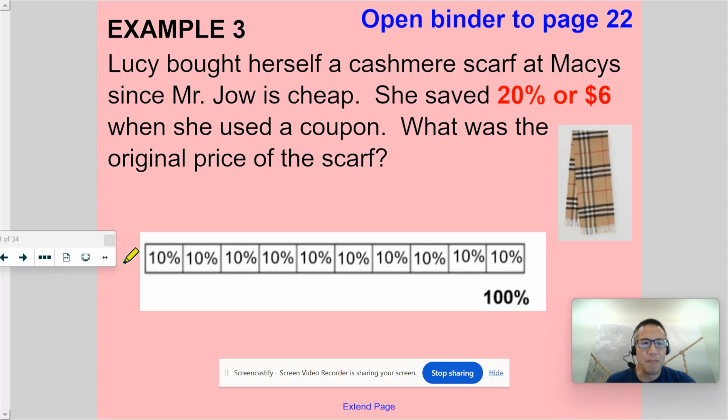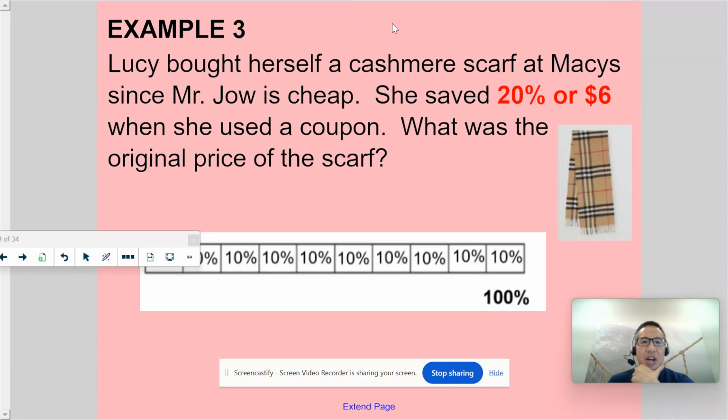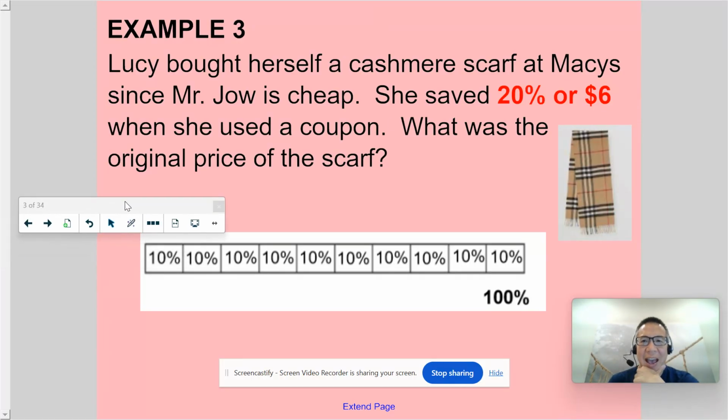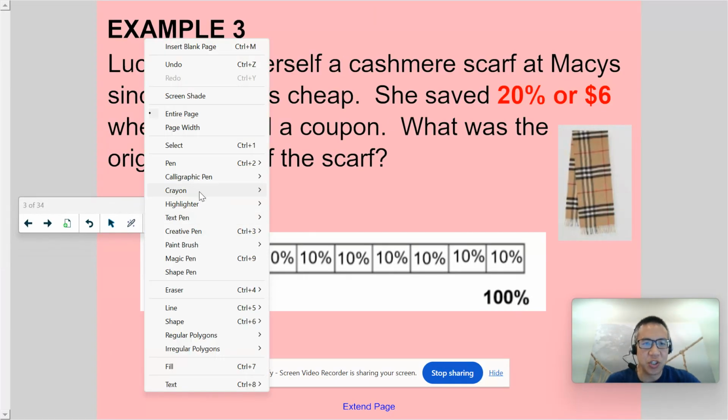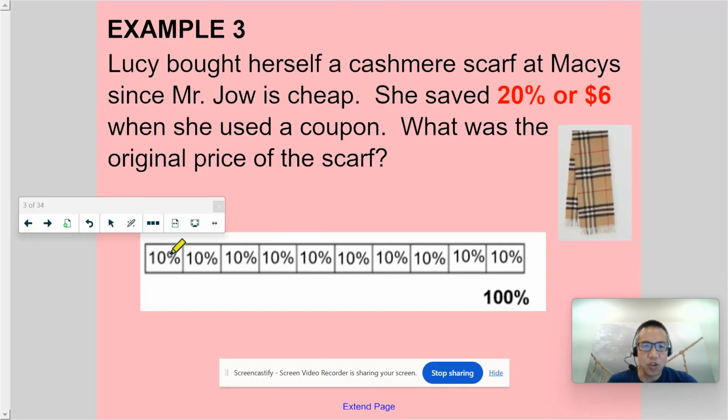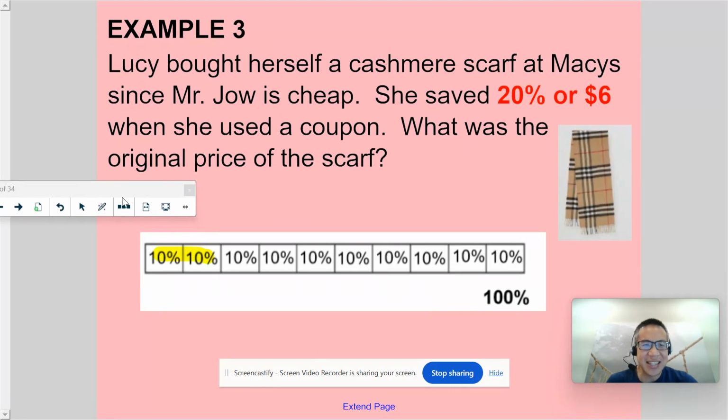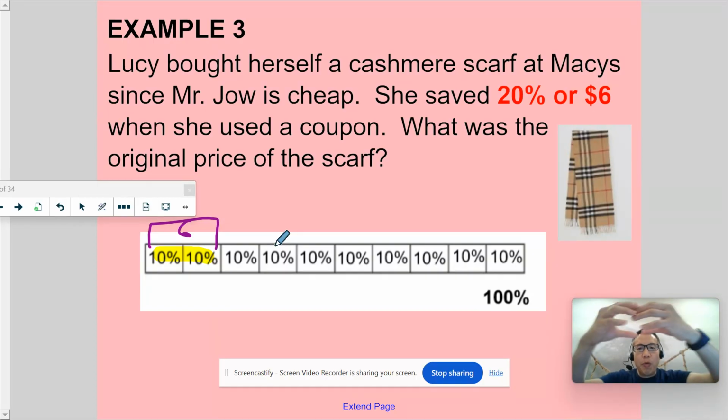Let's practice one more backward question. Lucy bought herself a cashmere scarf at Macy's since Mr. Joe is so cheap. She saved 20% or $6 when she used the coupon. What was the original, the full price?